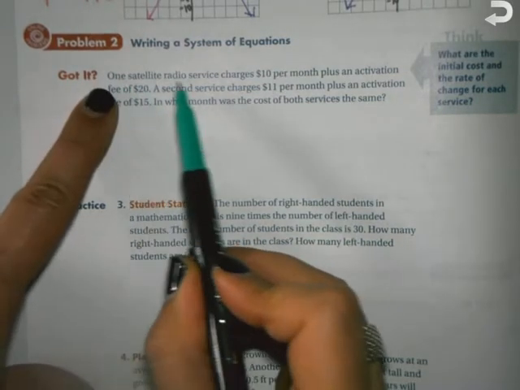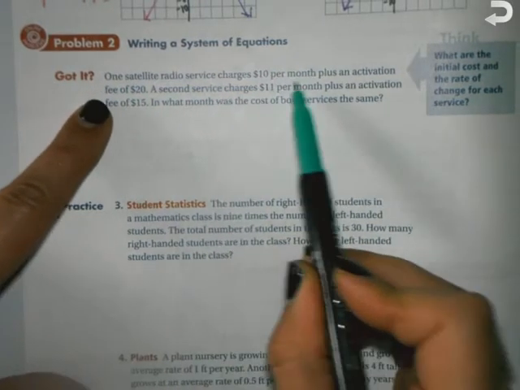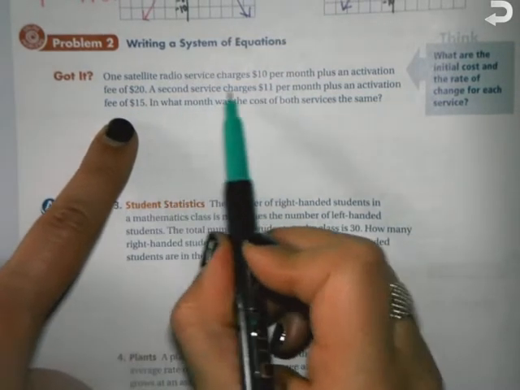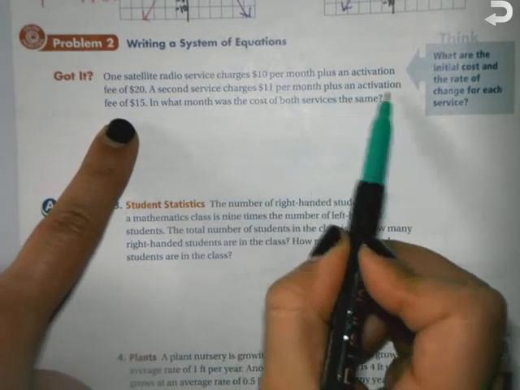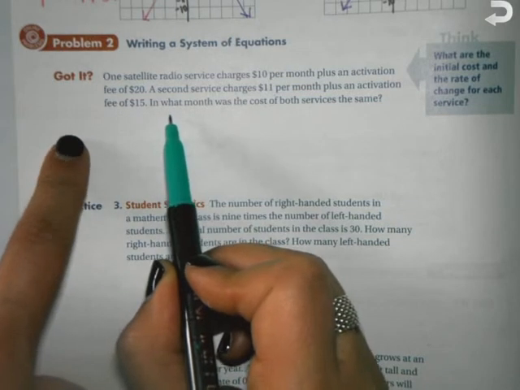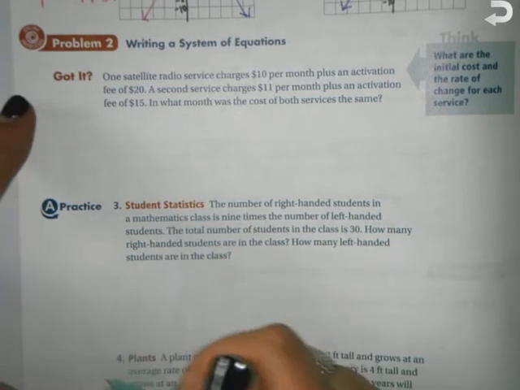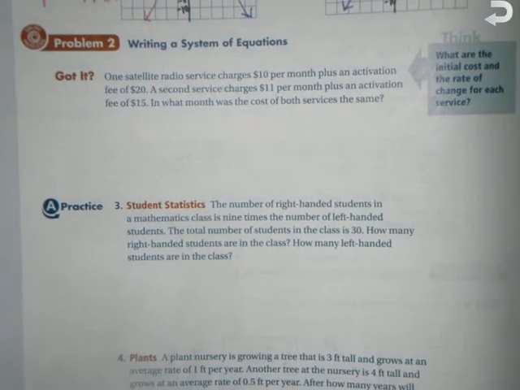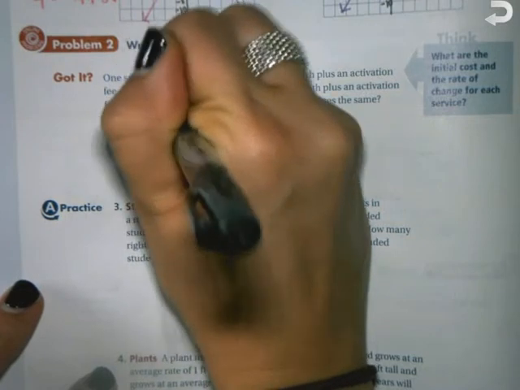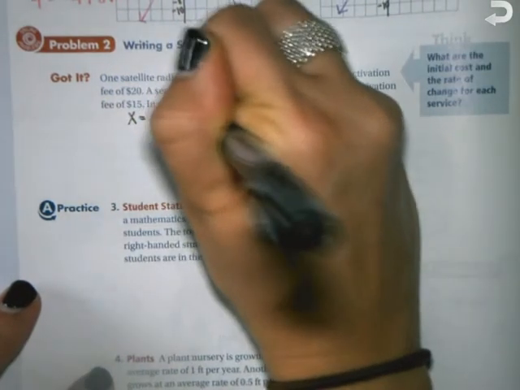One satellite radio service charges $10 per month plus an activation fee of $20. A second service charges $11 per month plus an activation fee of $15. In what month was the cost of both services the same? So our two variables, x and y, I'm going to let x equal the number of months. So make sure you write this down. And y is going to be the total cost.